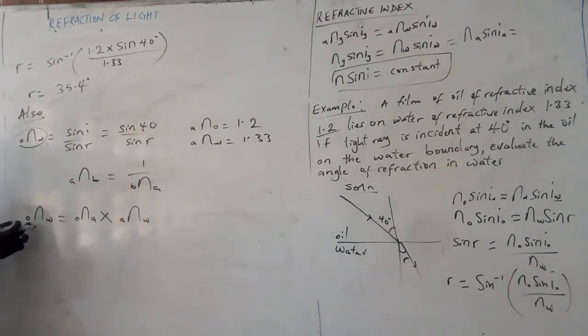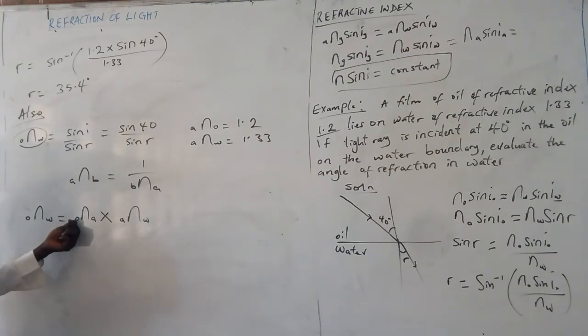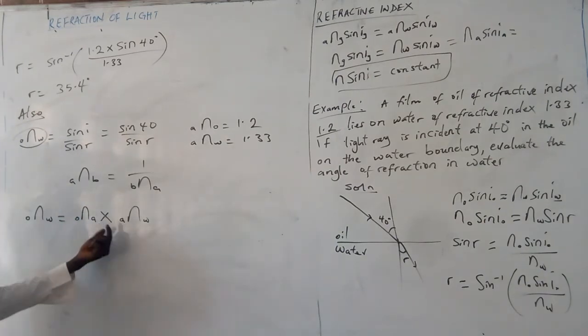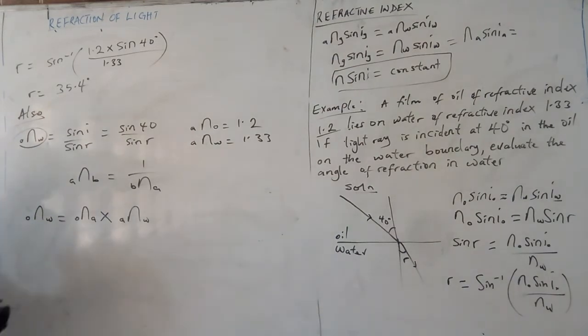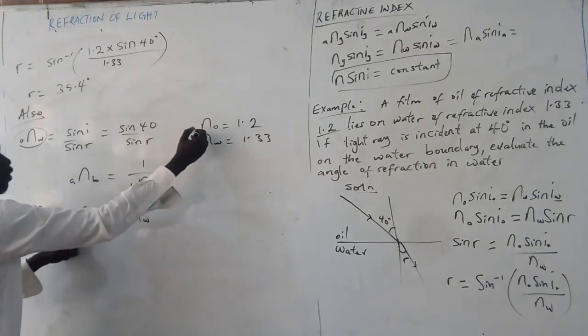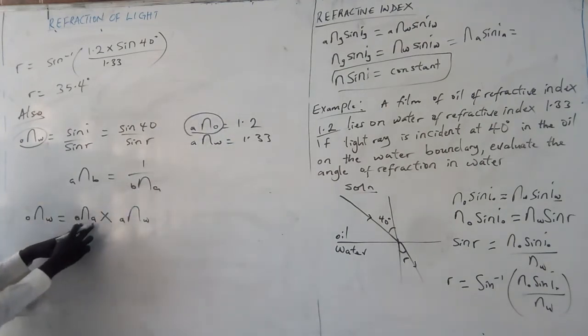If you have refractive index from medium 1 to medium 2, it's the same thing as refractive index from medium 1 to 3 times refractive index from medium 3 to 1. So we can always use this relation. But if you look again, we don't have refractive index from oil to air, but we have air to water. So I can convert this now. This is what we are given.